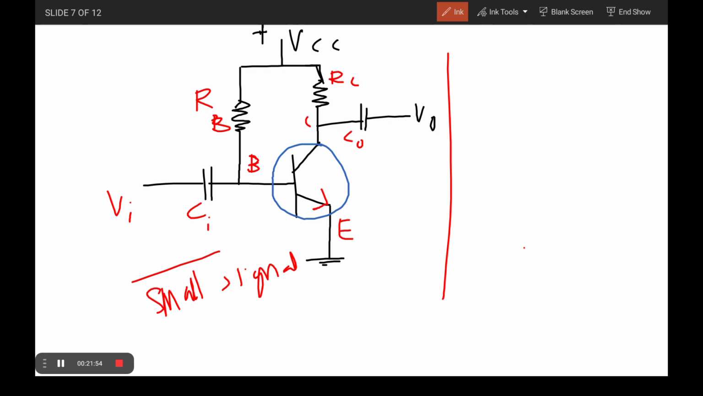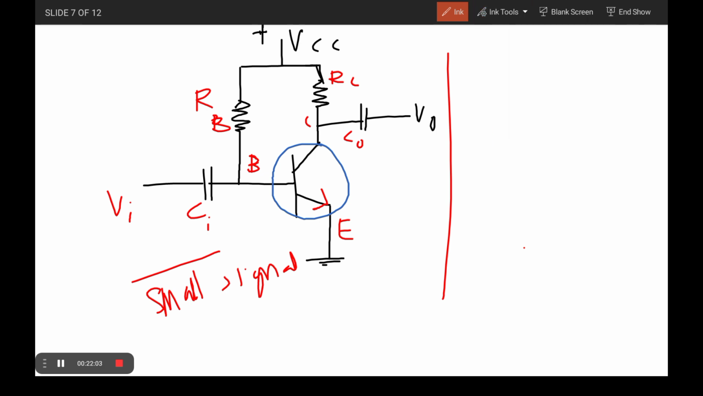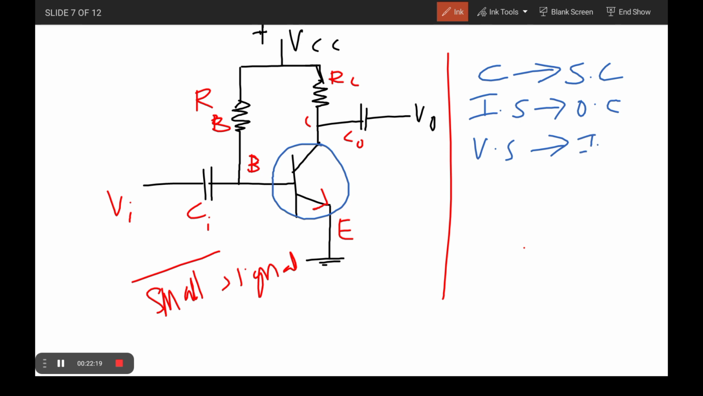Suppose you want to find the small signal model for this circuit. First of all, there are some important conclusions. The capacitors can be short circuited, the current source can be open circuited, and the voltage source can be short circuited. These are the assumptions we have to make if you want to find the gain of the transistor, if you want to represent the equivalent model of a transistor from a small signal point of view. That is very important, right?